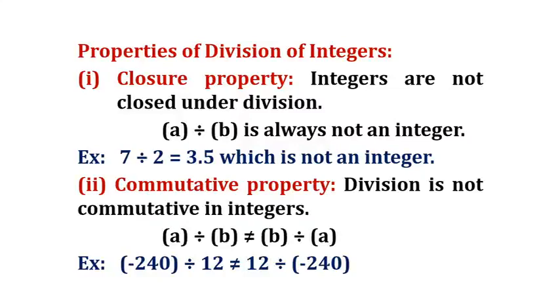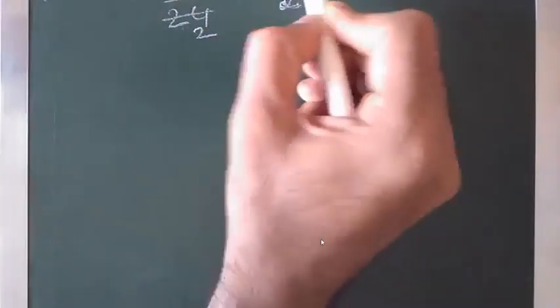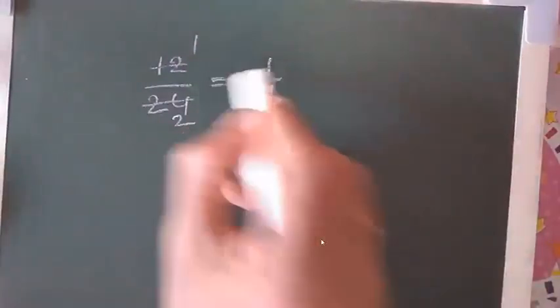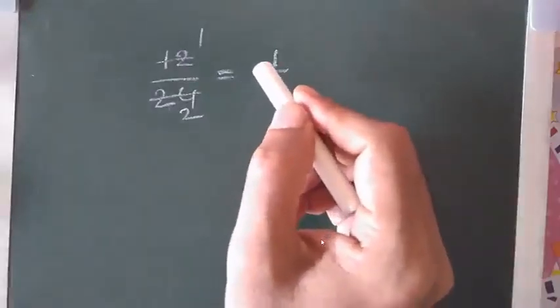If you observe what I previously wrote, 240 by 12, you are getting 20, but if you write 12 by 24 and divide, cancel: 12 ones are 12, 12 twos are 24, you will get a fraction here. A fractional number, which is not an integer. This number does not belong to integers. So there is no need to get an integer after division. That's why the closure property is not satisfied.